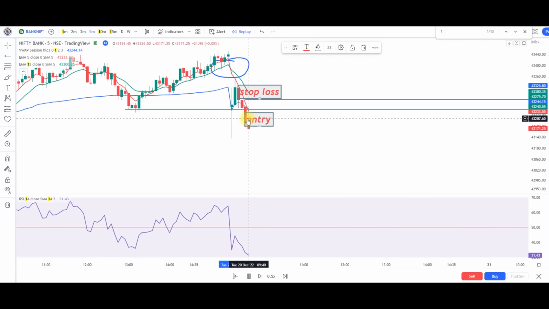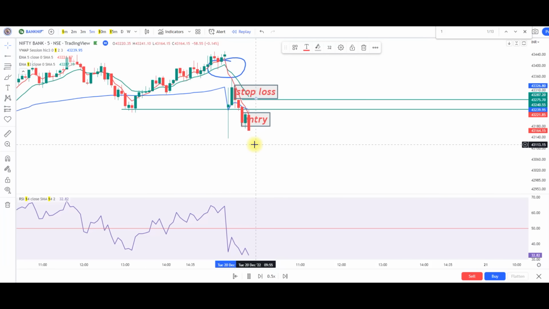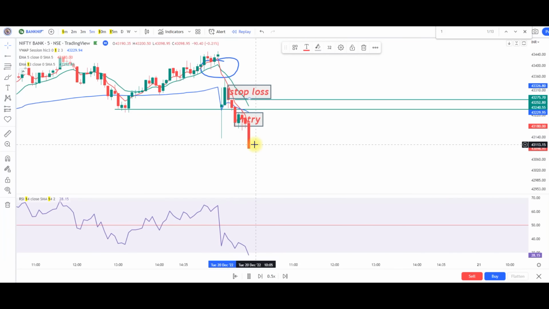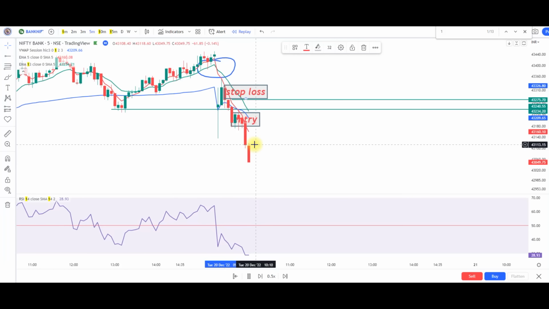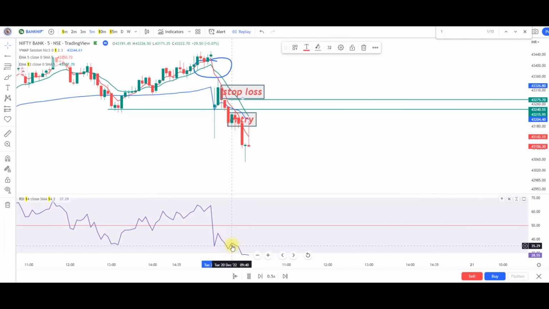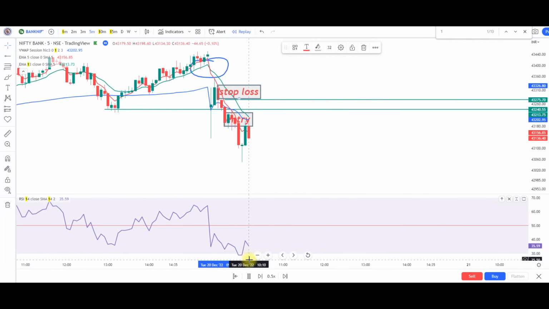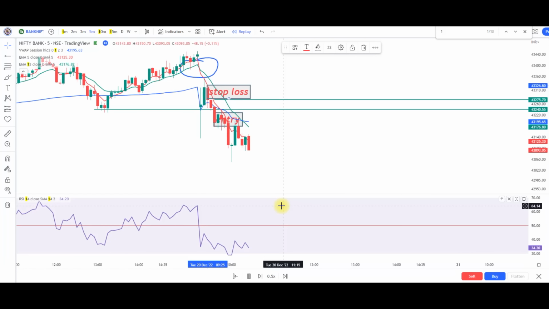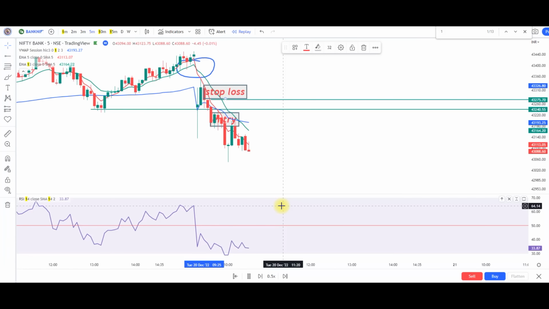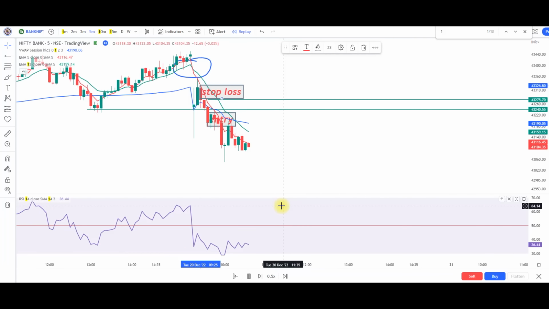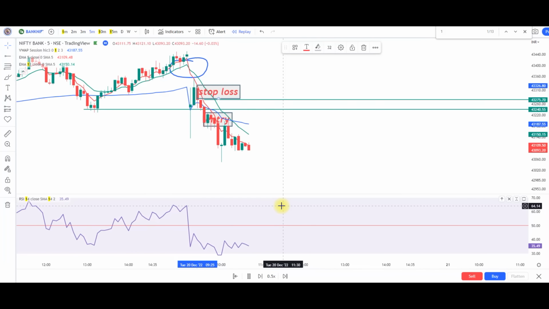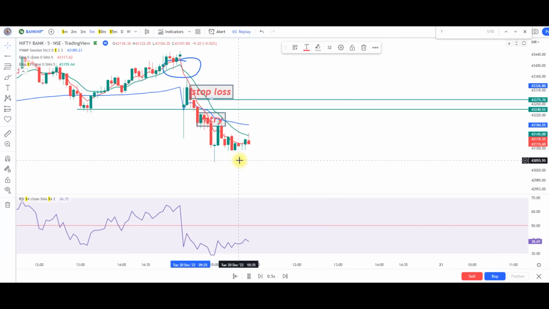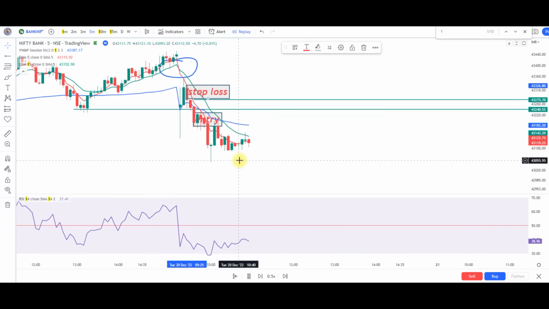Now we can see how the trade is going on. So we got the entry now. We are in the trade. RSI is also coming down. So we got a nice down move. Safe traders can book the profits now, or else you can always go along with the 5 EMA.